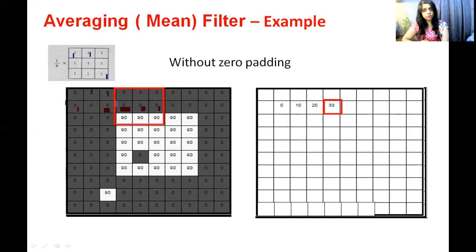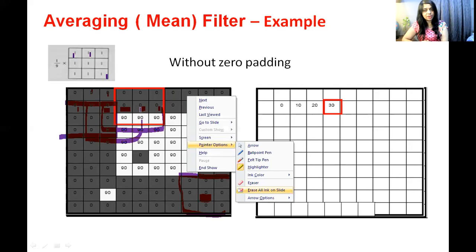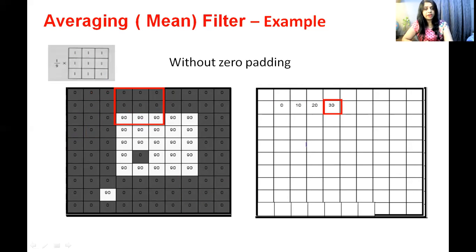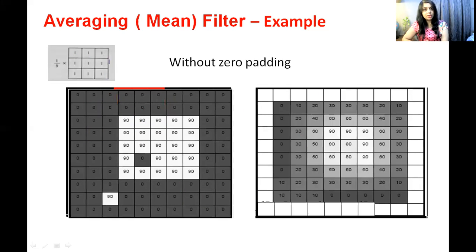Then the next position should be like this, and then this, and put this mask at every position, and the last position will be like this, and the last pixel that you are going to change will be this. So when you repeat this process at every position and replace the central pixel by the new value, finally you will get this image. Now here you can see that everywhere there will be black. This will be all black as it is in the original image.